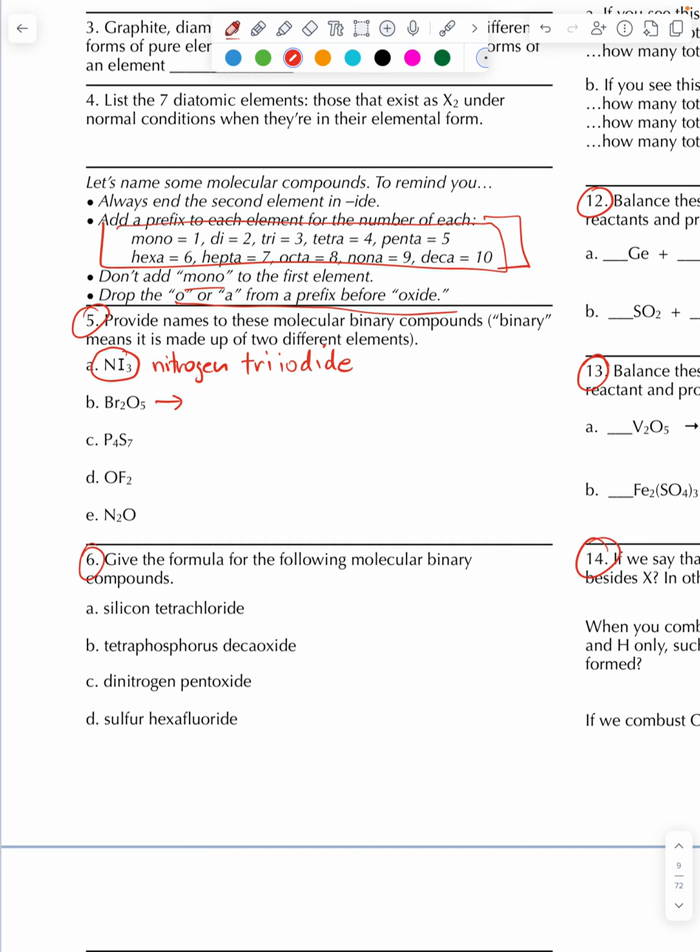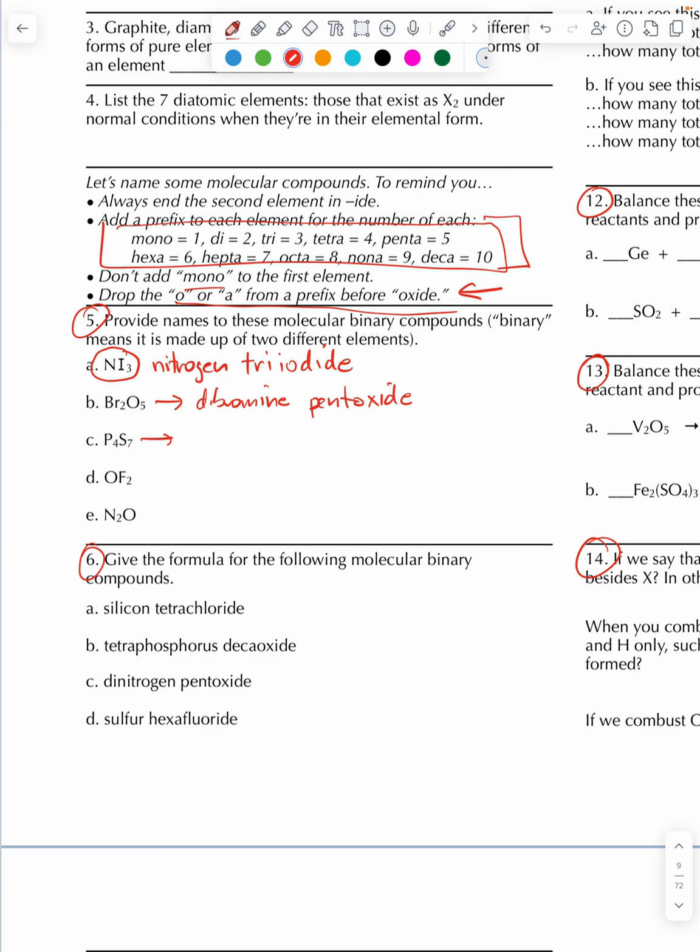That one, I'll just, you can save a little time. That's going to be dibromine, not dibromide. You only change the second element to ide. Dibromine, 5 is penta, like a pentagon. Dibromine pentaoxide? No, I'll go ahead and write this because I want to make sure you get that. Dibromine, not pentaoxide, but pentoxide. So we drop the A or the O from Greek prefix endings if you're going to follow it with oxide.